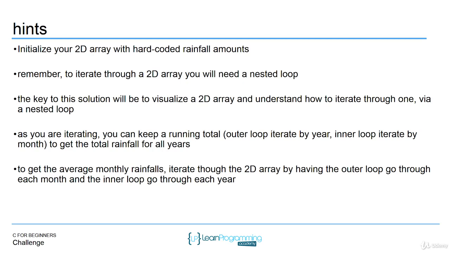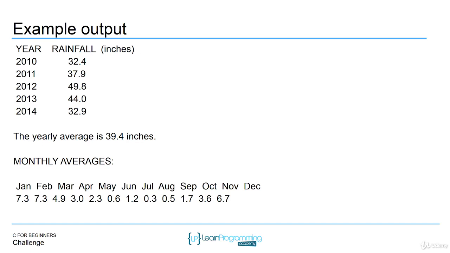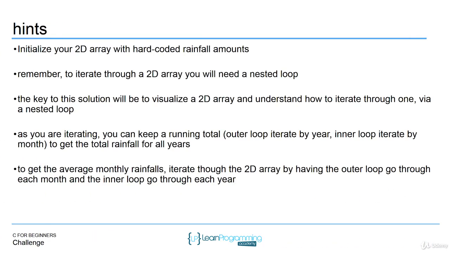To display the monthly average, you want a loop that has the outer loop for each month, and the inner loop goes through each year. All right, and this will give you the monthly averages. So the yearly ones can be in that first loop, and the monthly will be in the second. So that should say to get the monthly average rainfalls.